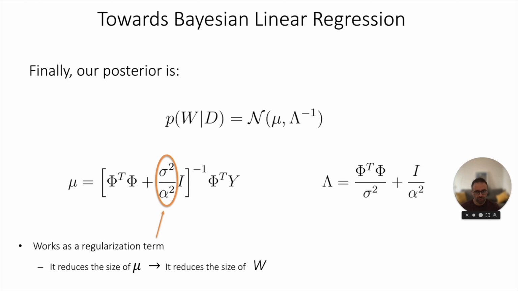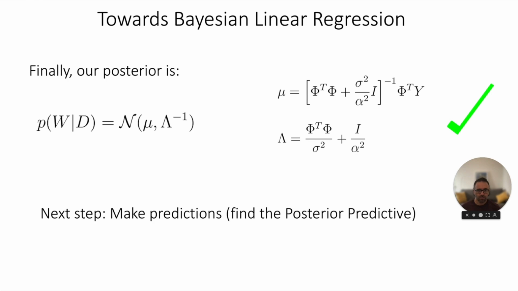But when a model is smooth, in general, small changes in the input do not create big changes in the output. That happens when the parameters are small, closer to 0. And this is exactly what this term is doing, because it's part of the term that is decreasing the size of mu, hence decreasing the size of W. Okay, so since we already have found the posterior, now it's time to make predictions.